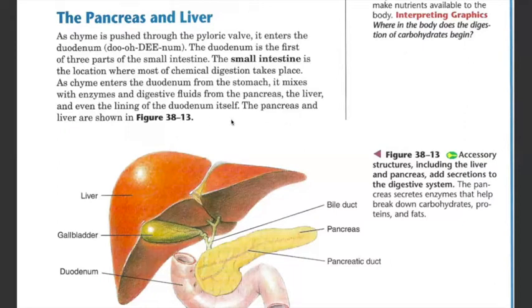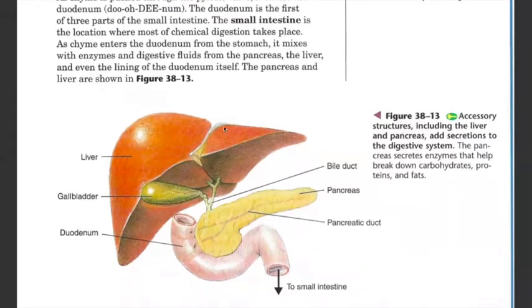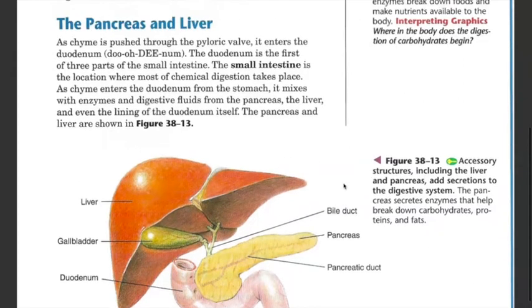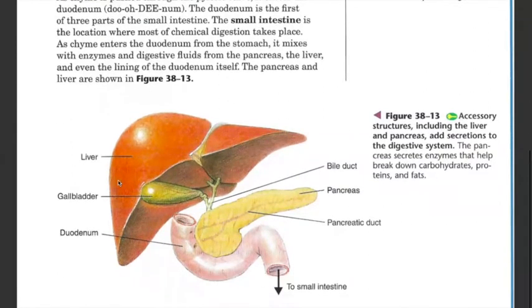The pancreas and liver are shown in figure 38-13. This big red thing is the liver, and this yellow one here is the pancreas. They are going to release chemicals that go into the small intestine and help you digest food. This green thing, you remember the notes, is the gallbladder. The chemicals that the liver makes get stored here so that we can have a good supply of it when we're ready. The pancreas just consistently drips in when you need it.